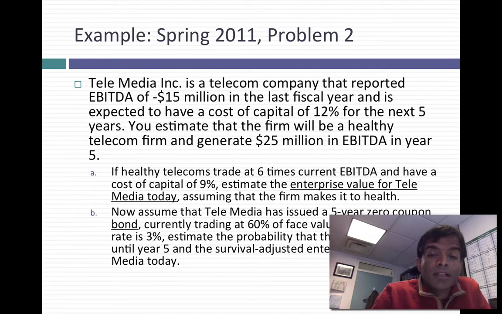So by year 5, I see it becoming healthy. I tell you that healthy telecoms trade at 6 times EBITDA. Now I could have become tricky here and said the average EBITDA was 8 and the median was 6 and hoped you'd use the median, but I wasn't being tricky. So I gave you the 6 times EBITDA. And the cost of capital for those healthy telecoms today is 9%. So the question is, what is the enterprise value for Telemedia today, assuming the company makes it back to health?